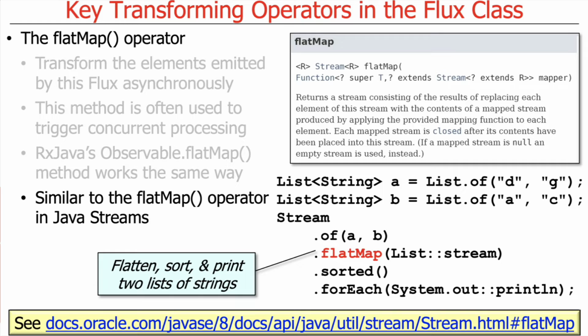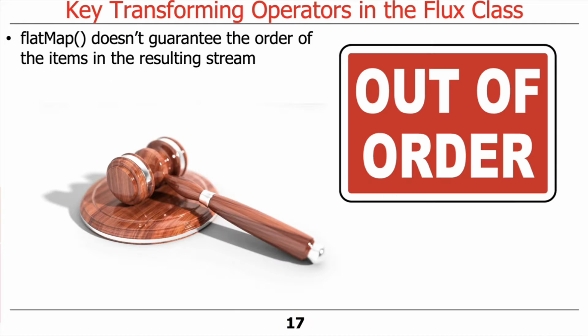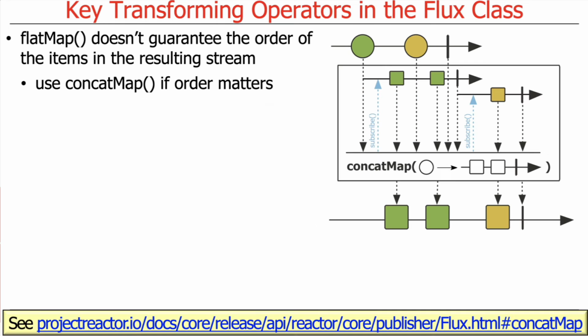You'll see again that Project Reactor's flatMap could be used this way, but it's often used for concurrency. And I typically use it almost exclusively for concurrency. One of the consequences of flatMap that we discussed briefly, but we'll talk about here a bit more, is it doesn't guarantee the order of the items in the resulting stream, so they may come out of order.